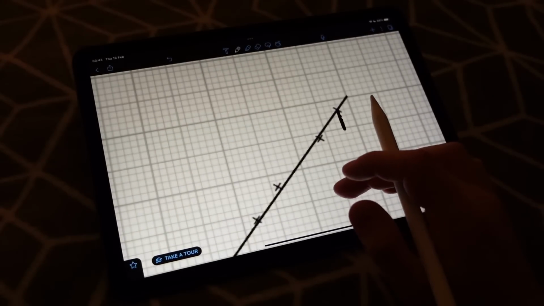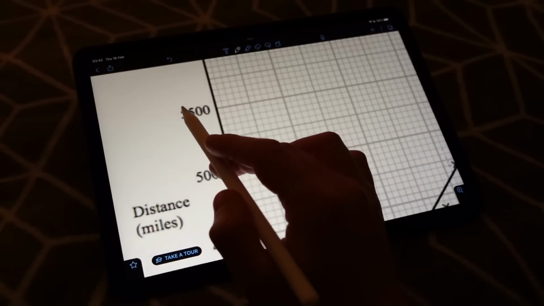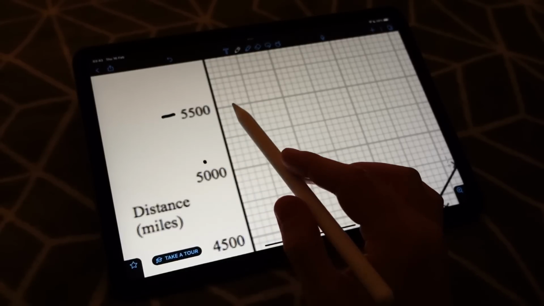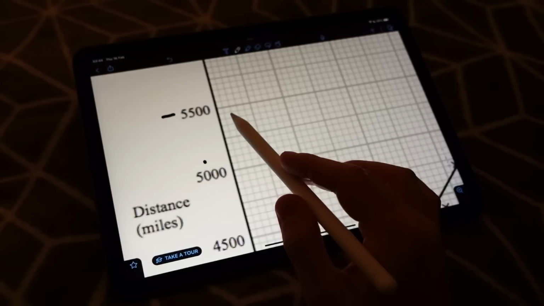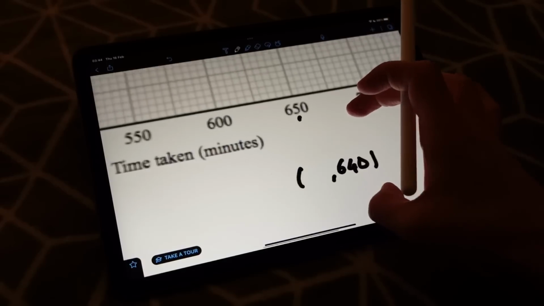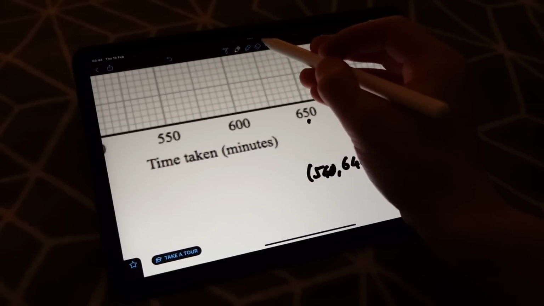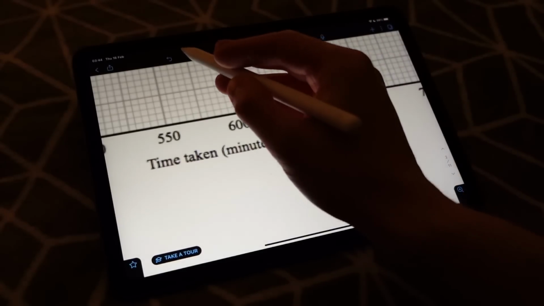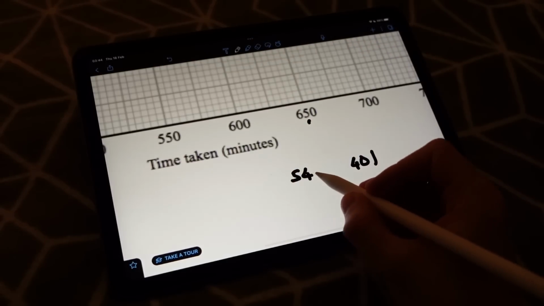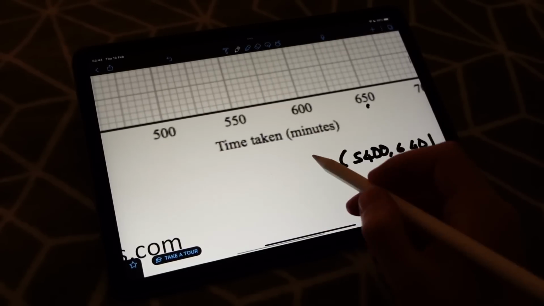Sorry, this is actually really tricky because of the size of the printout. And again, it's kind of two boxes back from here. And there are 10 boxes, and each box in this case is going to be 50. So that's going to be 100 back. So that's going to be 5,400. I've not really given myself enough room for it. 5,400. And what was it? 640. That's going to be one of our coordinates.